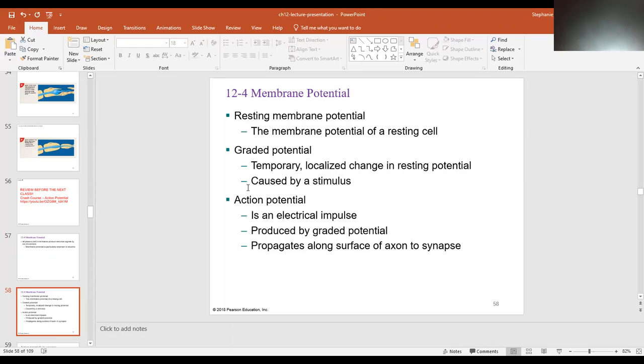The action potential, the big focus of today's lecture, is the actual electrical impulse. This first starts with that graded potential, but what we're looking at is a signal that is sent along the entire axon. It will propagate, meaning to move, along the surface of the axon all the way to the synapse. We'll learn today where the synapse is and what's going to be happening at the synapse.